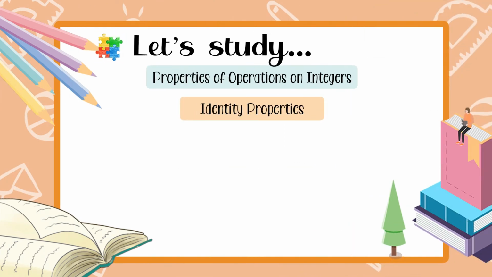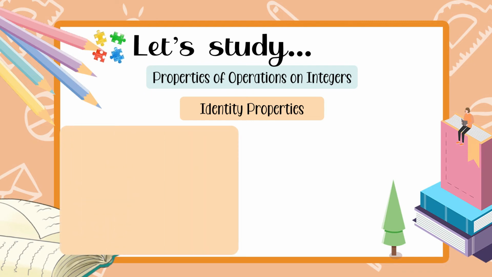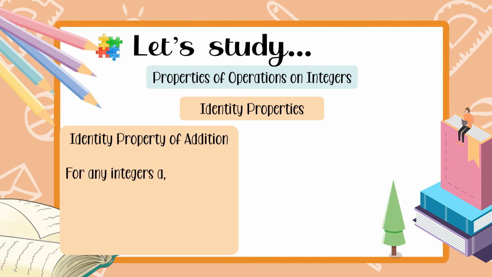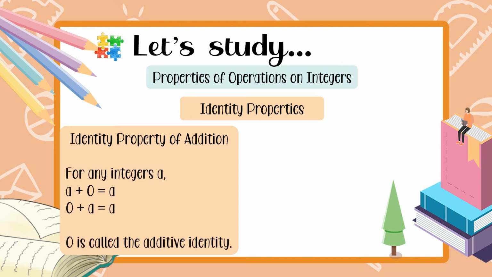The next property is called identity properties. So, dalawa ulit yan. The first one, we have identity property of addition. It states that for any integers a, a plus 0 is equal to a, or 0 plus a is also equal to a. And 0 is called the additive identity.